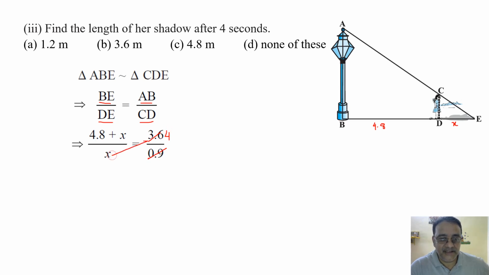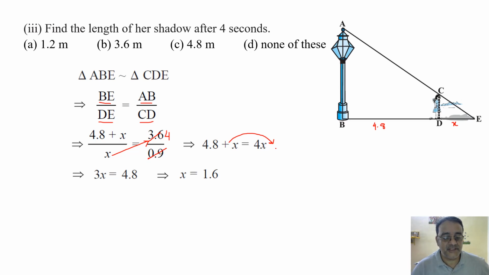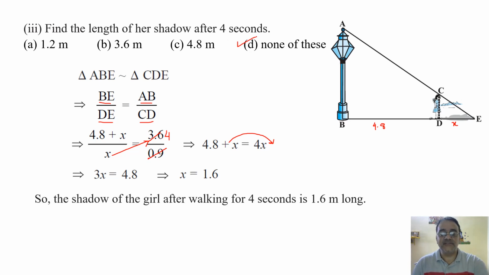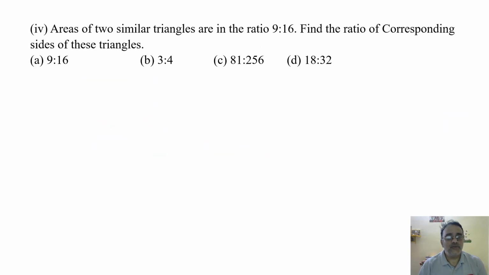नाउ इफ यू क्रॉस मल्टीप्लाई you will get 4.8 plus x is equals to 4x. Now shift x to this side, it will become minus. So 4x minus x हो जाएगा. 4x minus x will be 3x, and finally 4.8 divided by 3 will be 1.6. 1.6, and the correct option is 1.6. Which option is the correct one here? Option D. Right. So hence the shadow of the girl after walking for 4 seconds is 1.6 meter long. Now we are moving toward the next question.